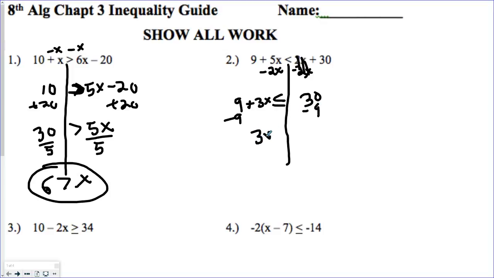I get 3x less than or equal to 21. Divide by 3, divide by 3, and we get x is less than or equal to 7. Oops, less than or equal to 7. There we go. Again, no need to flip because I was dividing by a positive number.